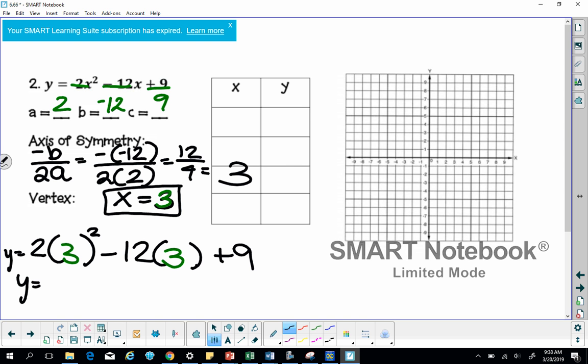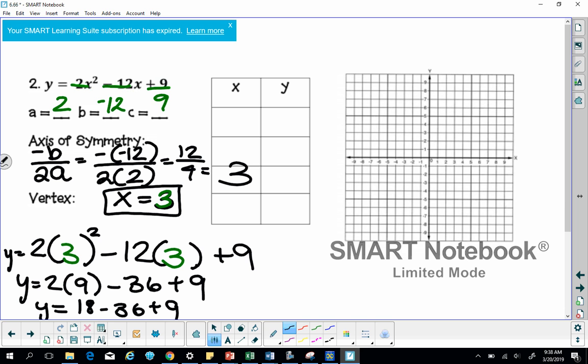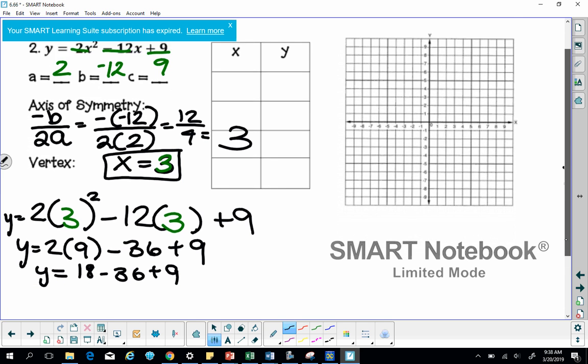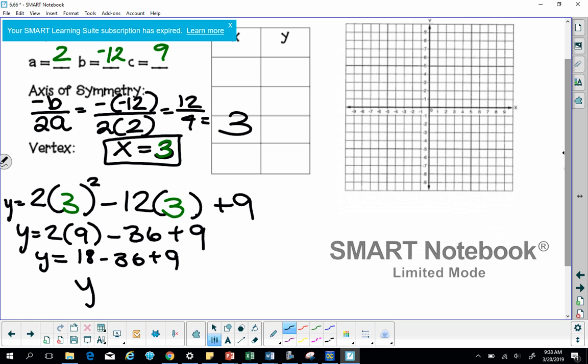Be careful. PEMDAS, what comes first, exponents or multiplying? Exponents. So make sure you do 3 squared first. What's 3 squared? 9. And then this will get me 36 plus 9. What is 2 times 9? 18. And you could just put that right into your calculator. Or you could have put that original one in your calculator. And what do you end up getting? -9.